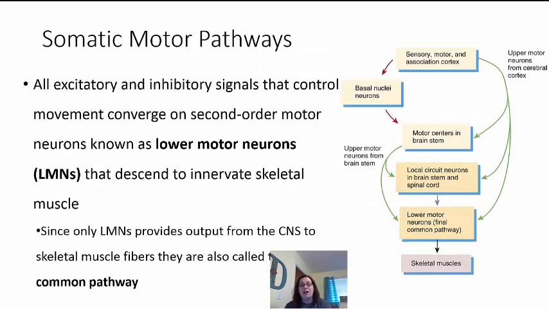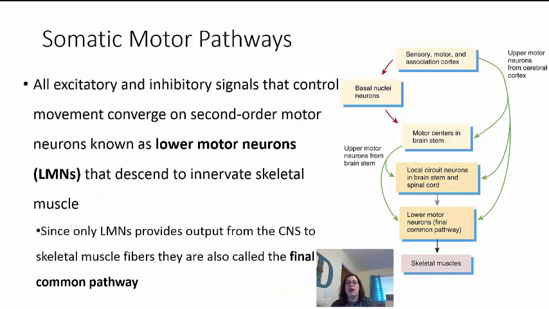They are going to talk to the lower motor neurons. So all these excitatory and inhibitory signals coming from the upper motor neurons are going to go talk to the second neuron, which is called the lower motor neuron. These are going to be the LMNs. They are going to go and talk directly to a skeletal muscle, whether it's your bicep, your tricep, your ab muscles, whatever it's going to be, they're going to go talk to a specific muscle.